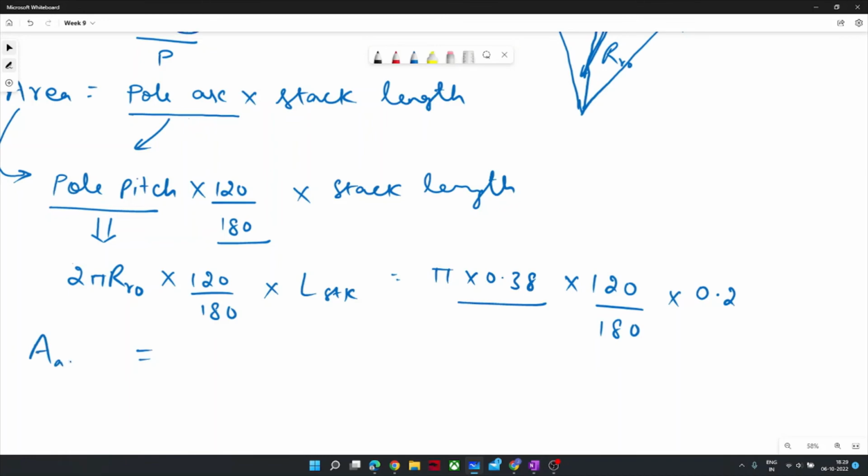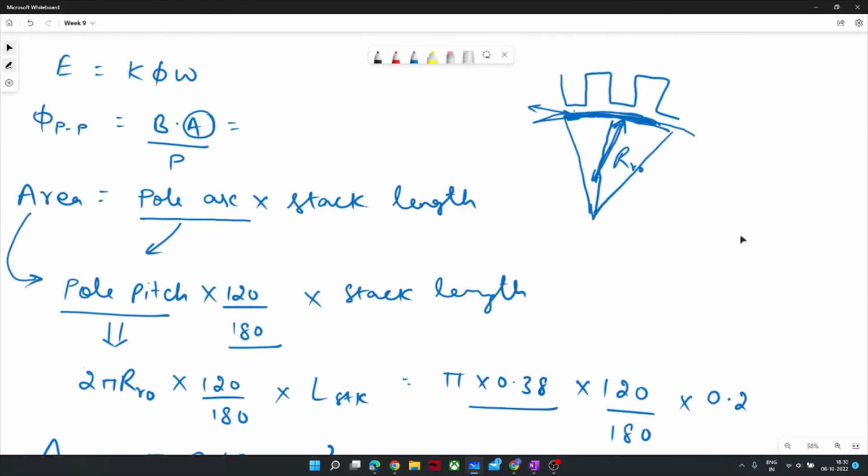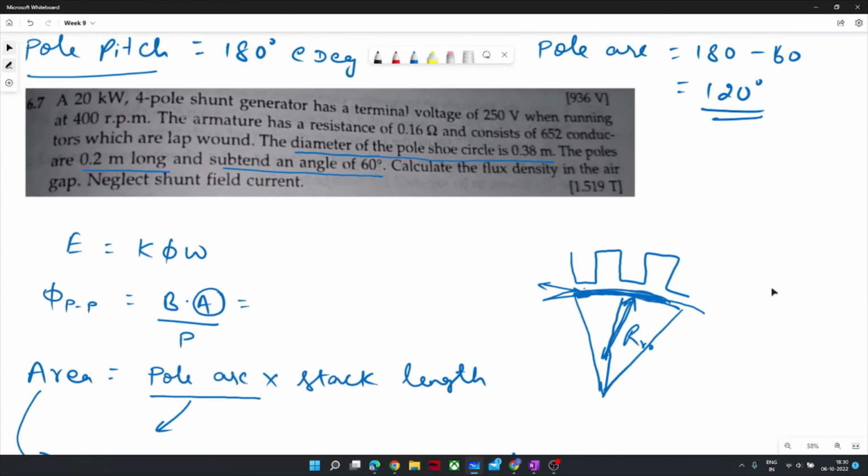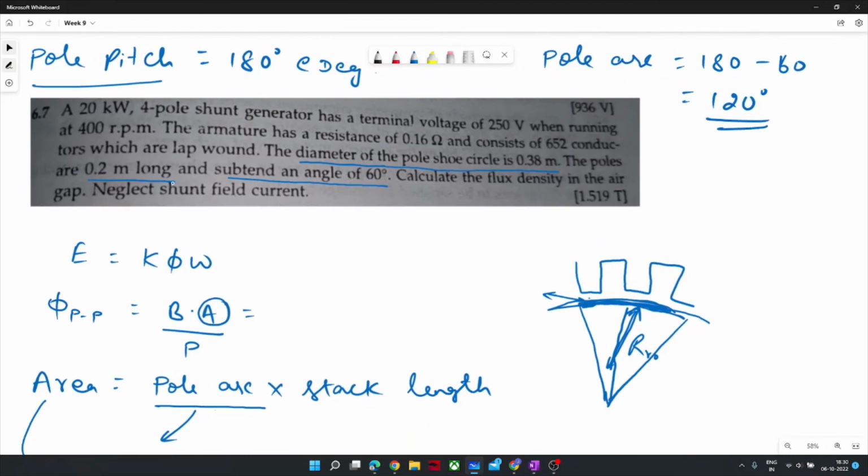So the active area will come out to be 0.159 meter square. And now I would like to compute the flux per pole. Flux per pole is given here? I think no, flux per pole is not given in this problem. So how can we compute flux per pole? Any idea?